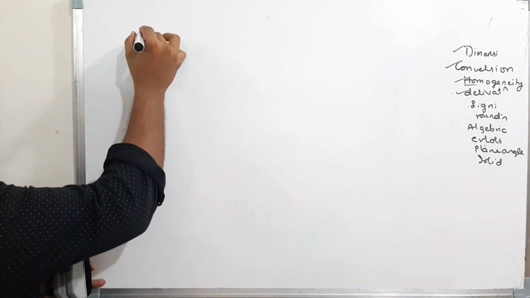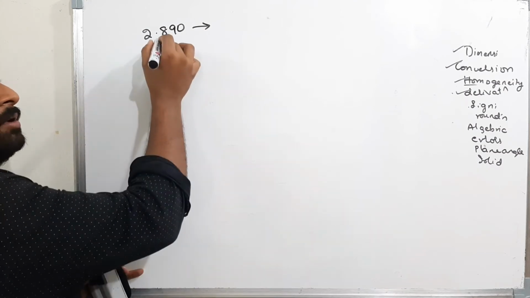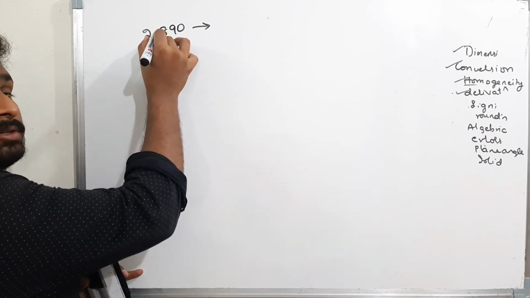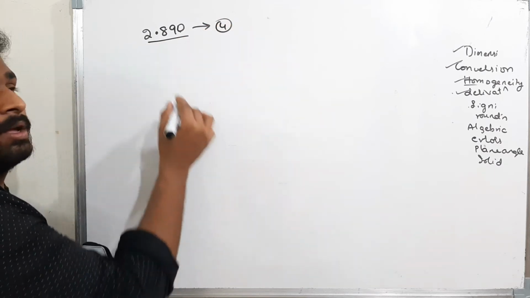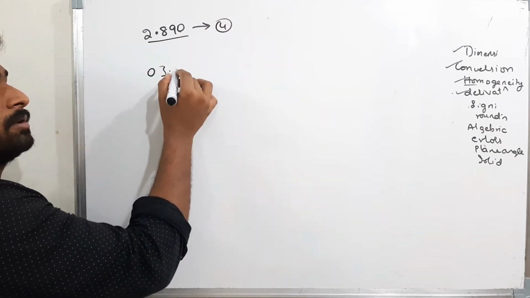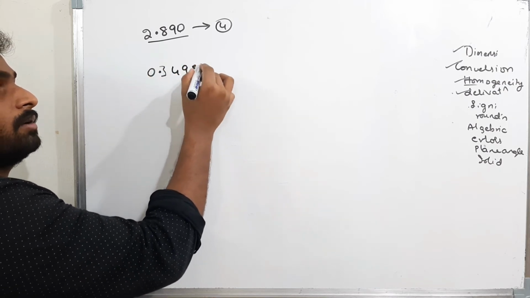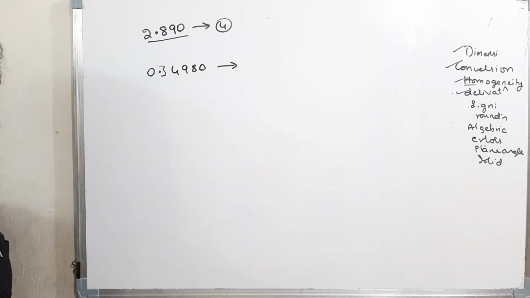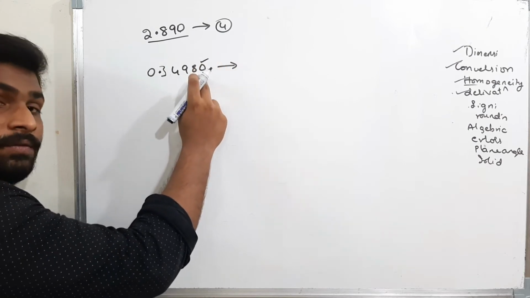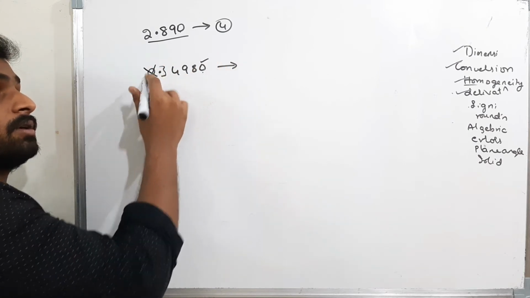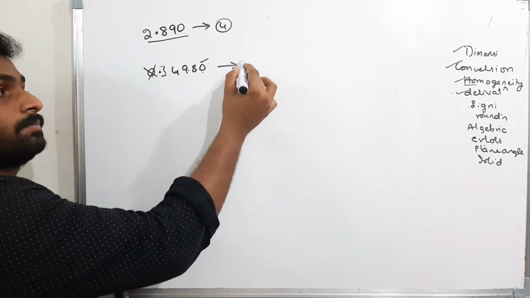Okay, firstly, say 2.890. How many significant figures are there? A decimal is there. If a decimal is there, the right side 0 is counted. Therefore, there are 4. Next one, 0.34980. Now, how many significant figures are there? If there is a decimal point, the right side 0 is a significant figure, but the left side zeros are always not significant. Therefore, the number of significant figures is 1, 2, 3, 4, 5.